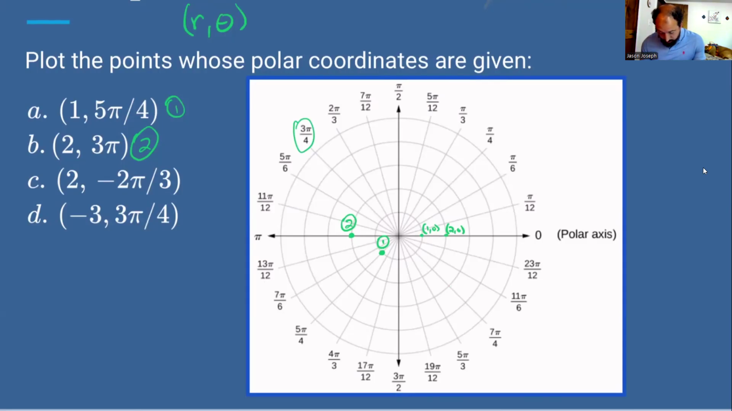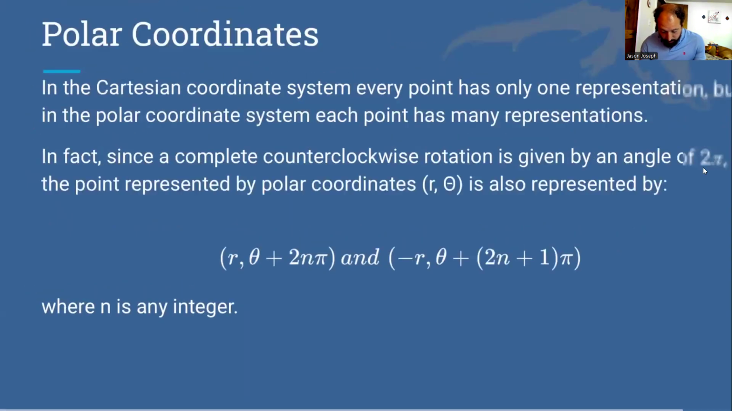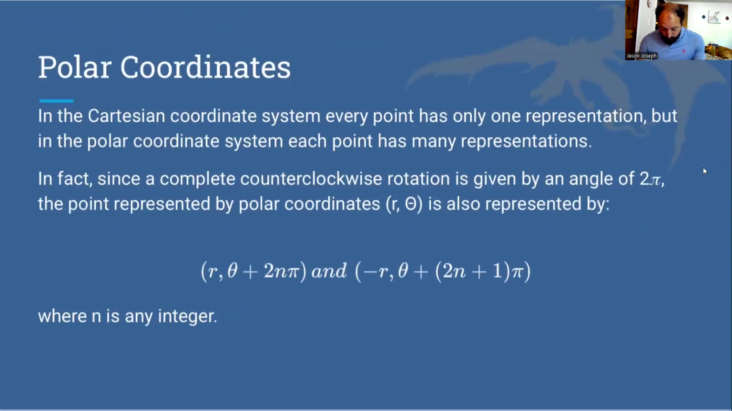Okay, so I think that's a good warm up. As we said, we can always negate r if we add pi, and adding a multiple of 2 pi never changes anything about the angle. So you can add any even multiple of pi to theta keeping r the same, or if you negate r, you can add any odd multiple of pi, and those all represent the same point.